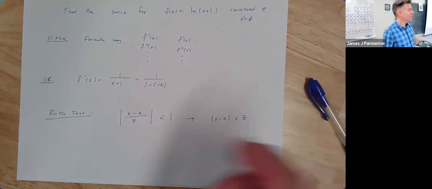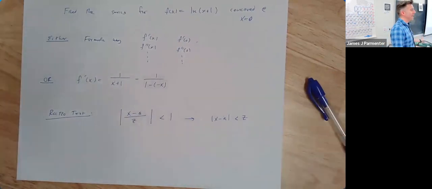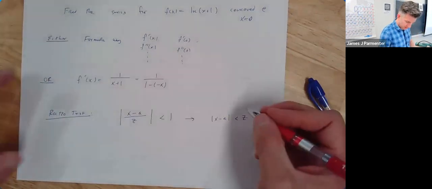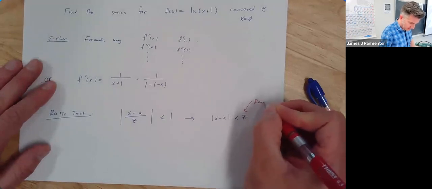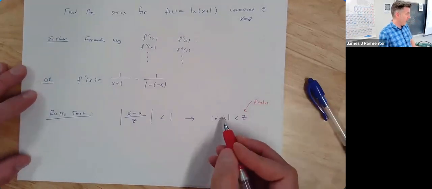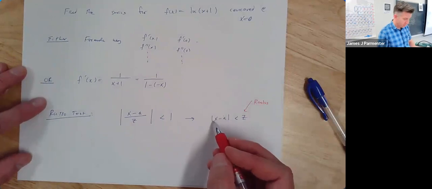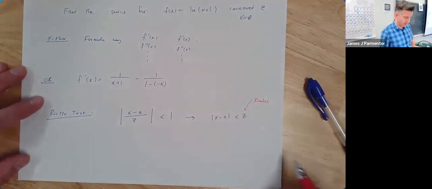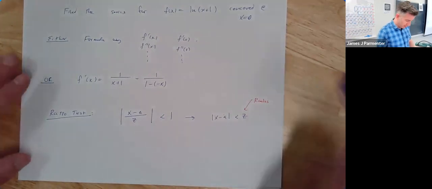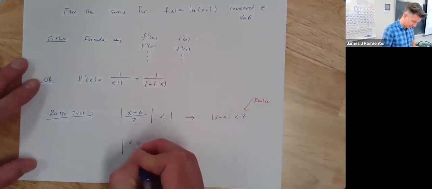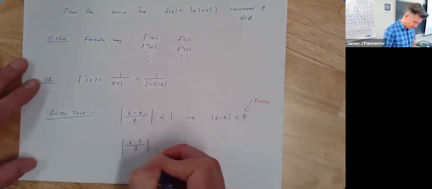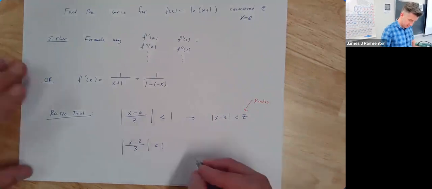And in this class, we're not usually asking about the interval of convergence because we don't have ways of testing the endpoints. We haven't talked about it. So that's your radius. Basically, you have to get to a place where you have x with a coefficient of 1 minus whatever the center is. For example, if you had the absolute value of x minus 2 over 3 less than 1, your radius is clearly 3.